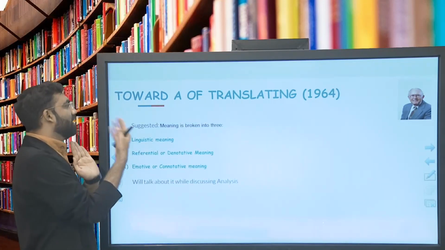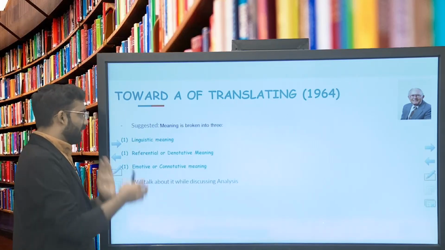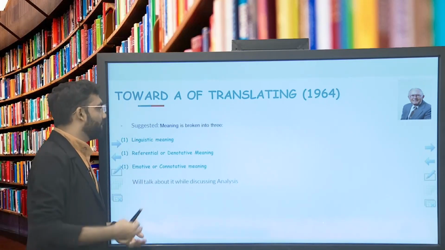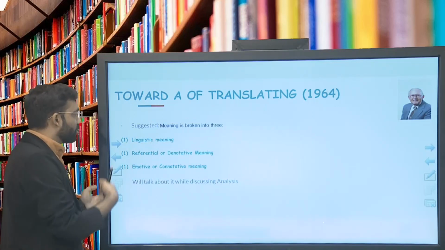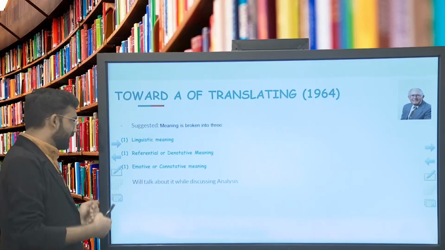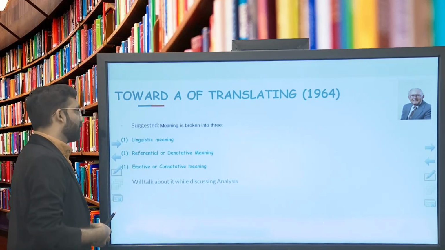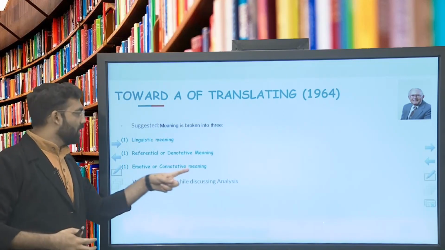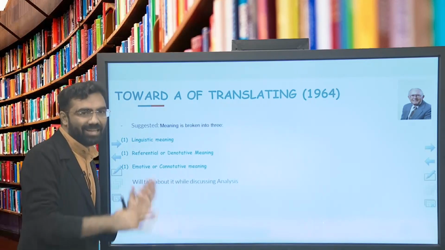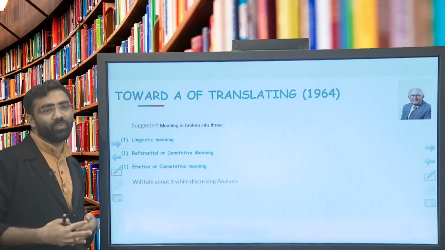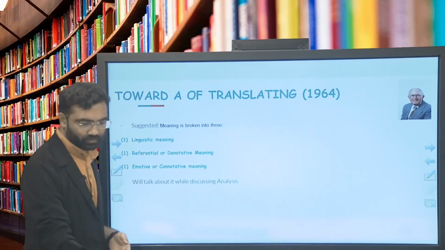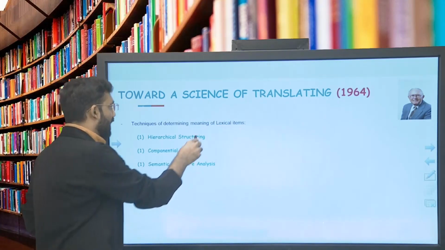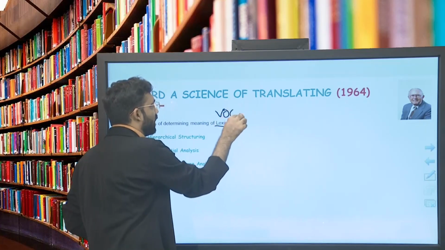He suggested that meaning can be divided into three. First is linguistic meaning, which means grammatical meaning; second, referential or denotative meaning; and the third is emotive or connotative meaning. This we will take up while discussing the first step of the model of translation, which is analysis. I am not going into depth right now because we will need to learn it while learning the model of translation. So next, techniques of determining the meaning of lexical items. Lexical items means items of vocabulary.